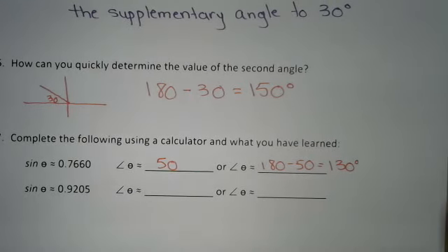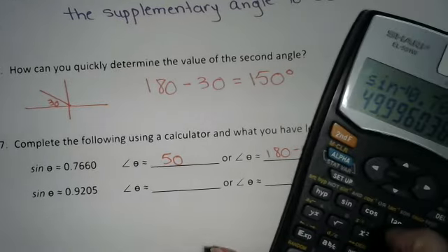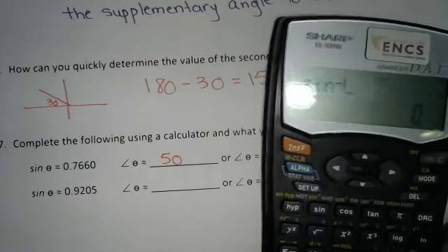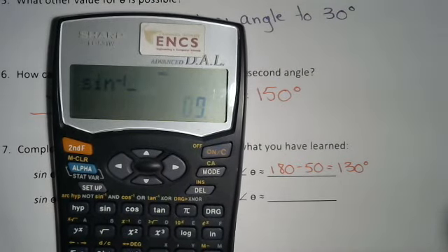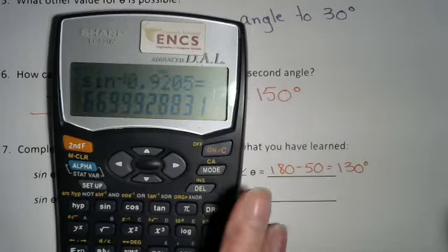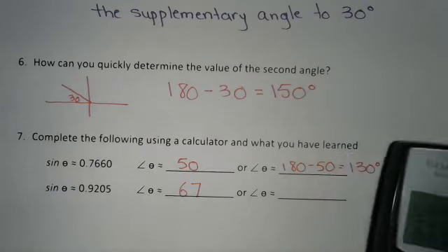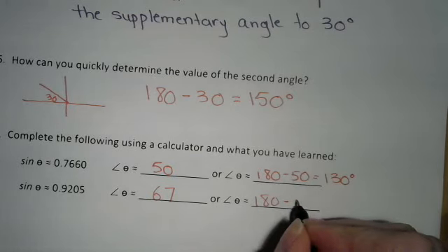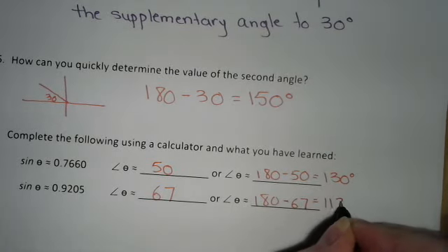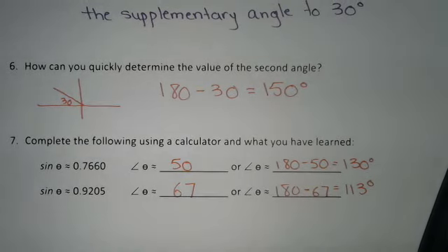Okay. To find the angle, we take inverse sine of 0.9205, which is equal to, we'll round that to 67. Or the supplementary angle, 180 minus 67, is equal to 113 degrees. So be really careful. Make sure that you can get both of those, and you'll be fine.